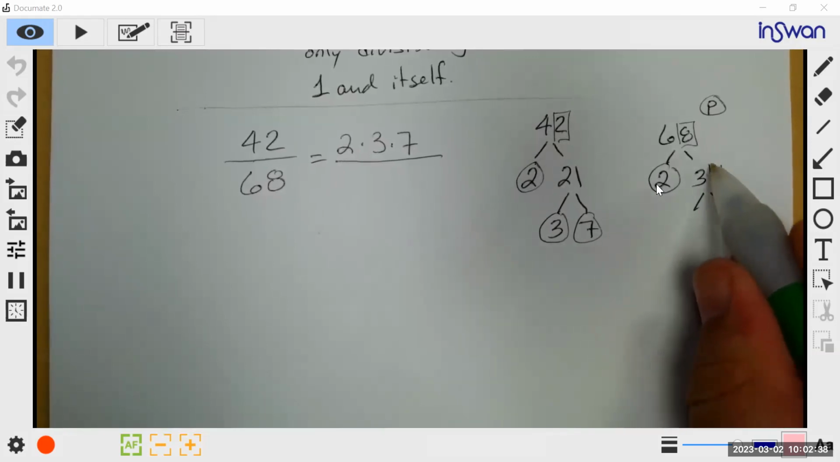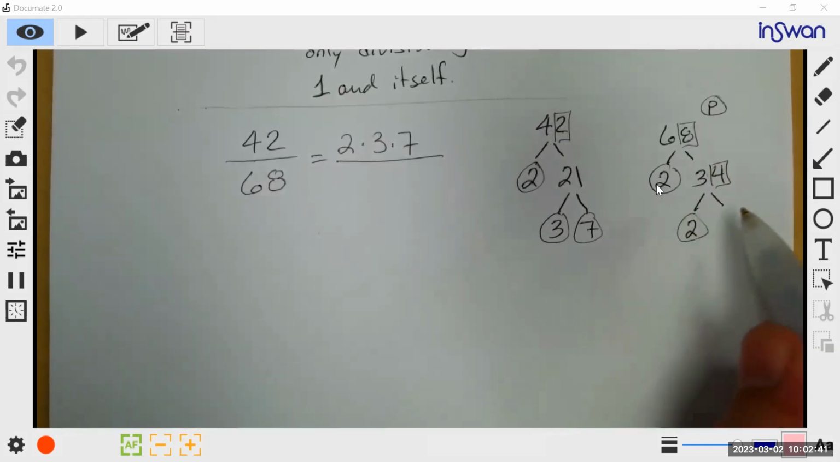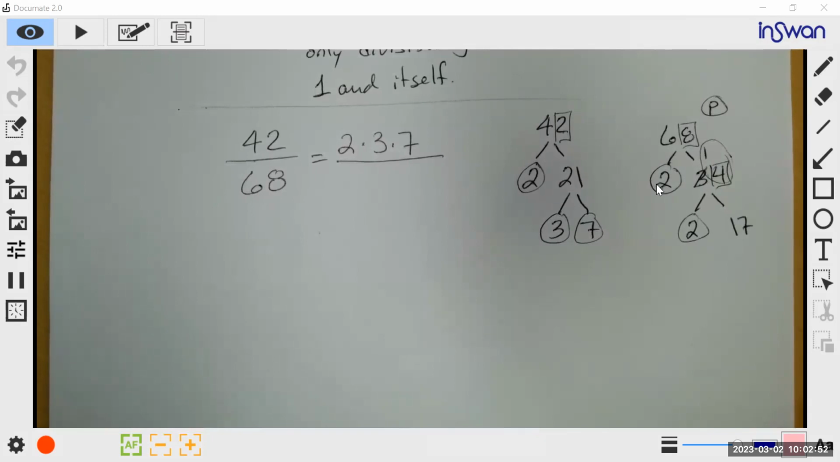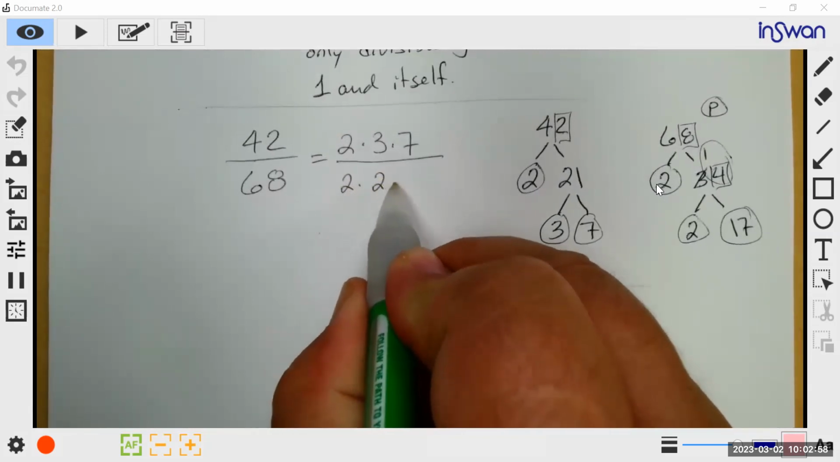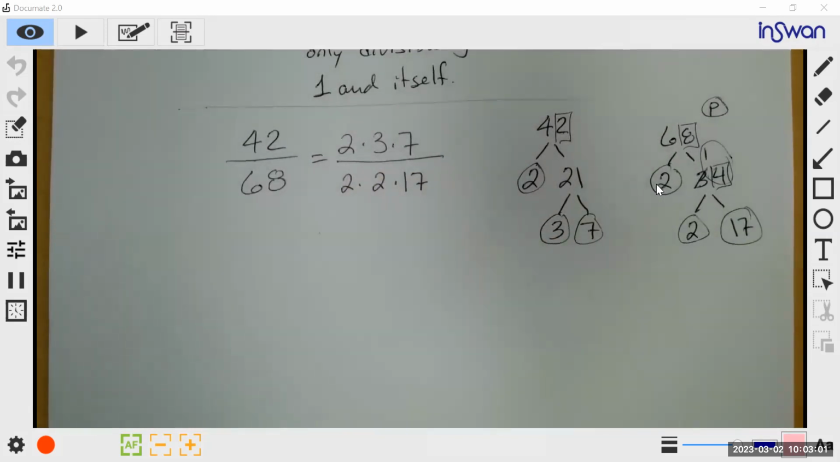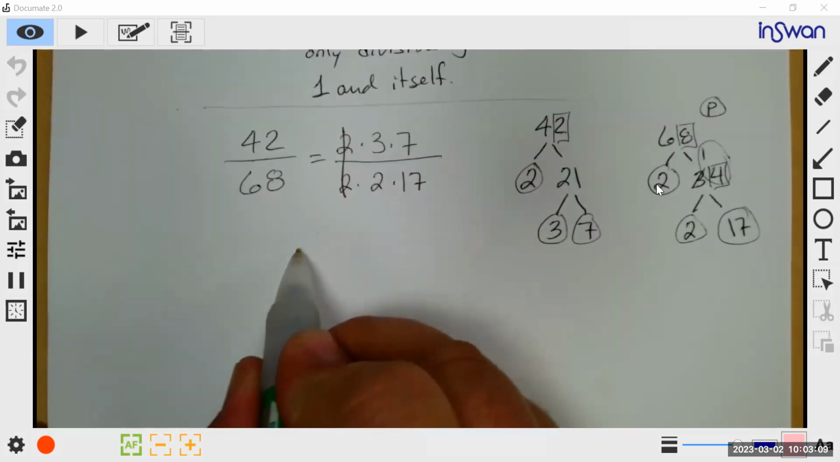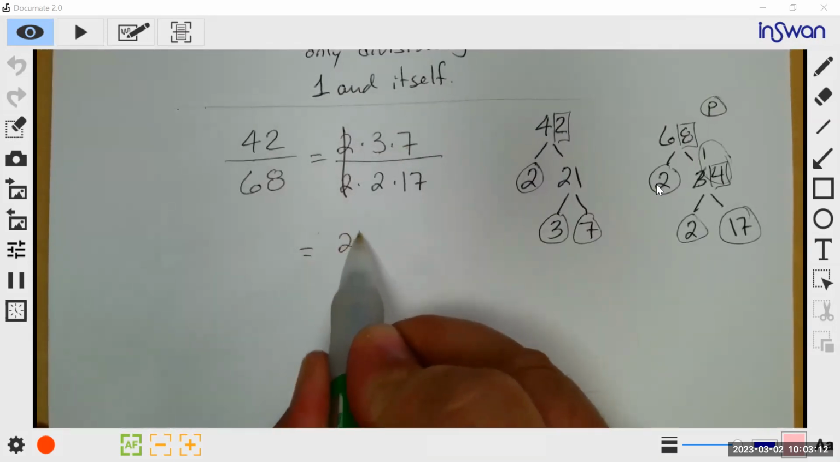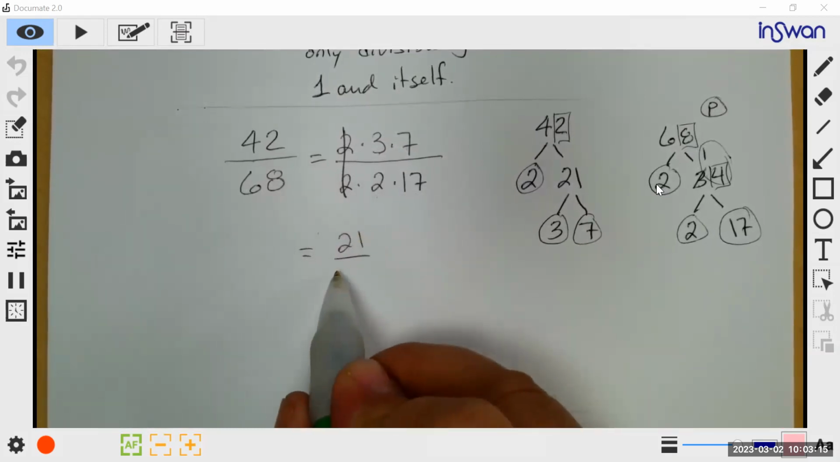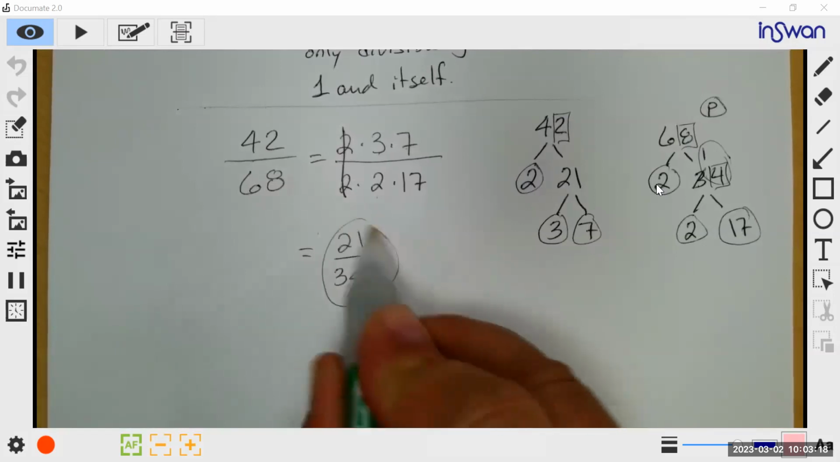34 again ends in an even, so we know 2 goes in there. 2 goes into 3 once with 1 left over. So 2 goes into 14 7. And 17 is a prime number. Anything cancel? The 2's. We're left with 3 times 7 is 21, over 2 times 17. And there's your final answer.